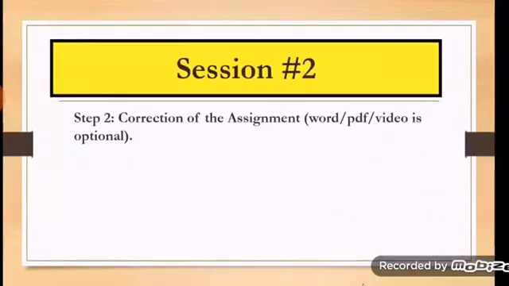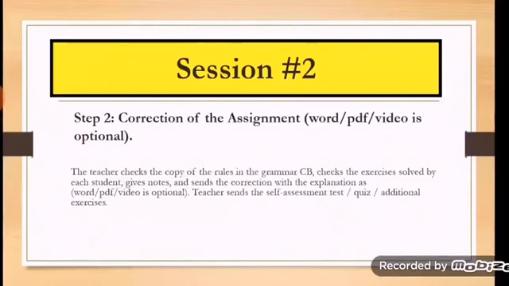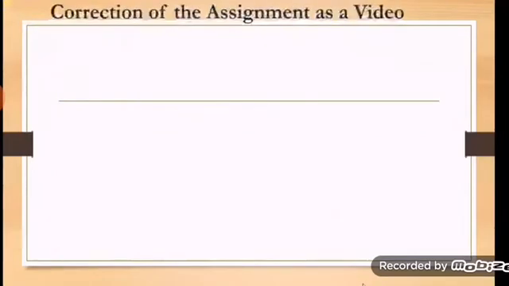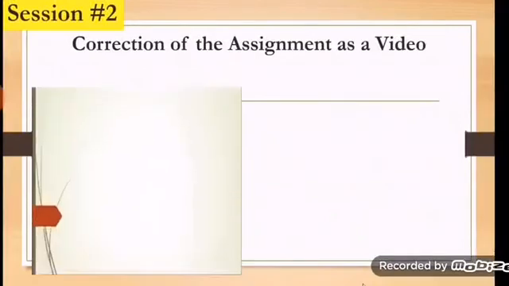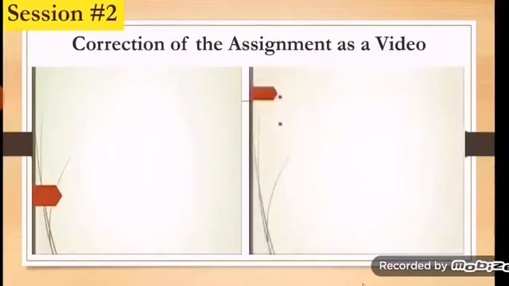Now we come to session 2, which includes step 2, correction of the assignment in a form of a video, Word, or PDF. The teacher checks the copy of the rules in the grammar copybook, checks the exercises solved by each student, gives notes and sends the correction with explanation, and sends the self-assessment test or a quiz or additional exercises, if needed, of course. And also the correction of the assignment can be as PDF or Word or video for more explanation. So here is the correction of assignment as a video.